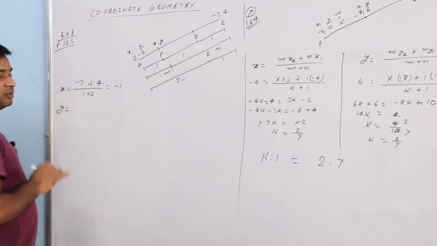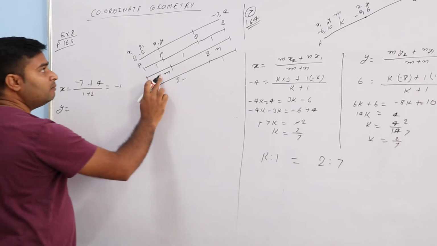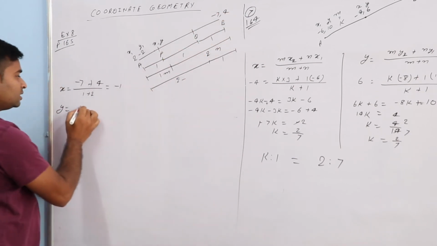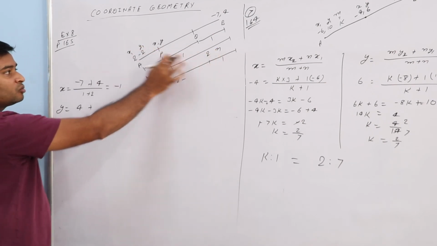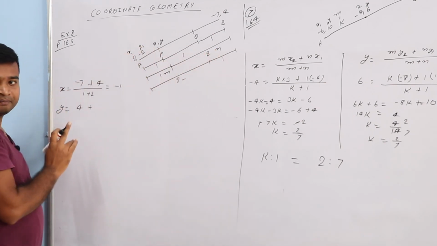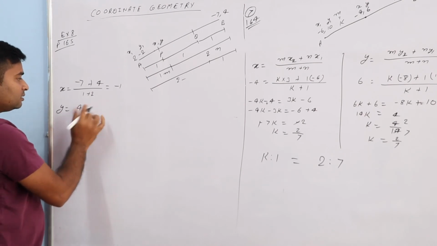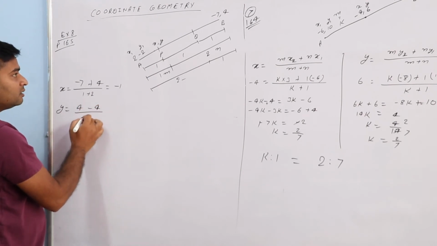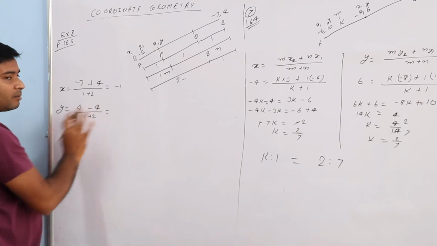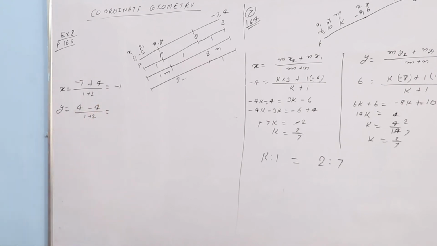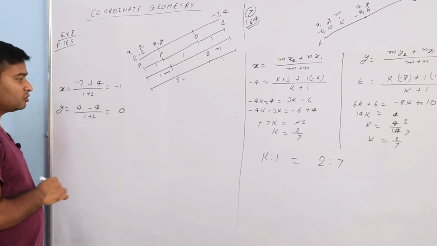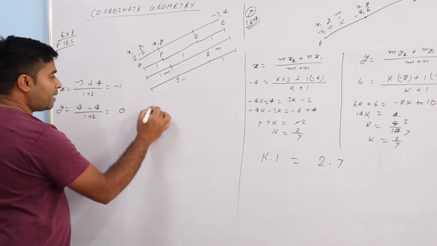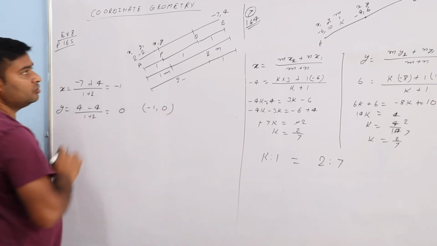Now y is equal to m y2. So plus 4. Then n y1. 2. So minus 2 into 2, minus 4. By 1 plus 2. So plus 4 minus 4 become 0. So 0 by something is 0. So this coordinate become minus 1 comma 0.